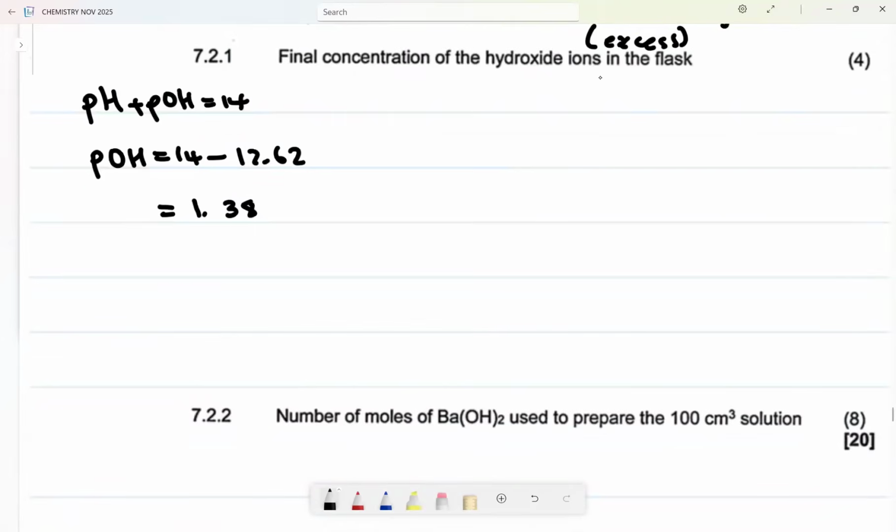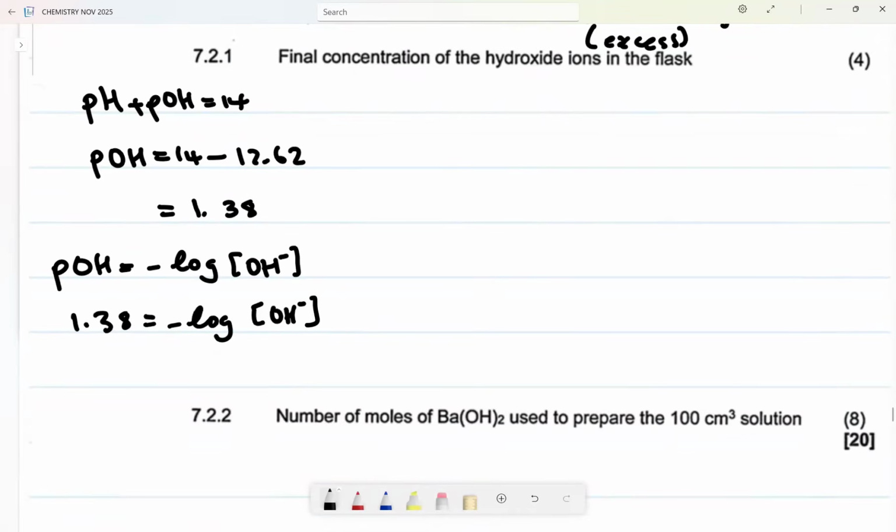And then I want to find this one. pOH is going to be negative log of OH-. And by the way, the OH- that we are checking here is the one that is in excess, the one that is left in the flask. pOH is 1.38. And then the concentration of OH-, just take note, guys, it is the one that is in excess. You're going to say 10 to the power of negative 1.38, which is 0.